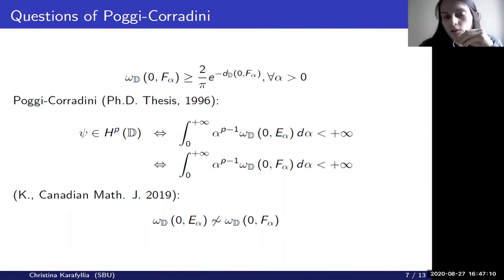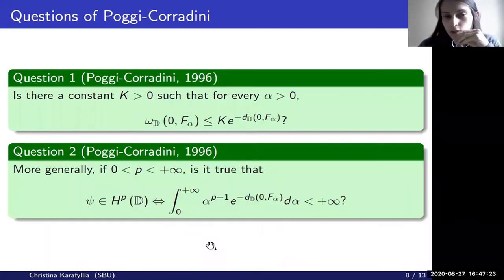And the second question is whether we can replace in this condition the harmonic measure by e to the minus d. So these are the questions. This is the first one, and this is the second one. Of course, if the answer to the first one is positive, then the other is proved very easily. But if it's negative, we can't understand what happens here, if this is true or not. So let's start to see the answers.